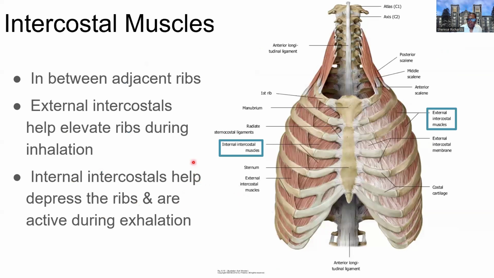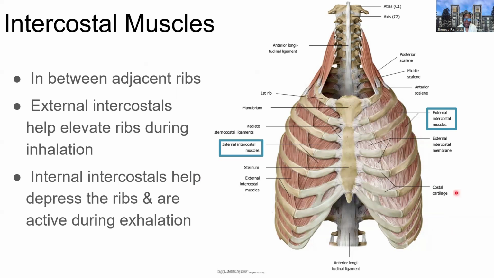Let's look at the intercostal muscles, and the intercostals are found in between the ribs. So they're kind of digitating in between the ribs. First, we have the external intercostals, and these have an orientation down and in, not down and out, down and in. And the external intercostals are important in elevating the ribs during inhalation.